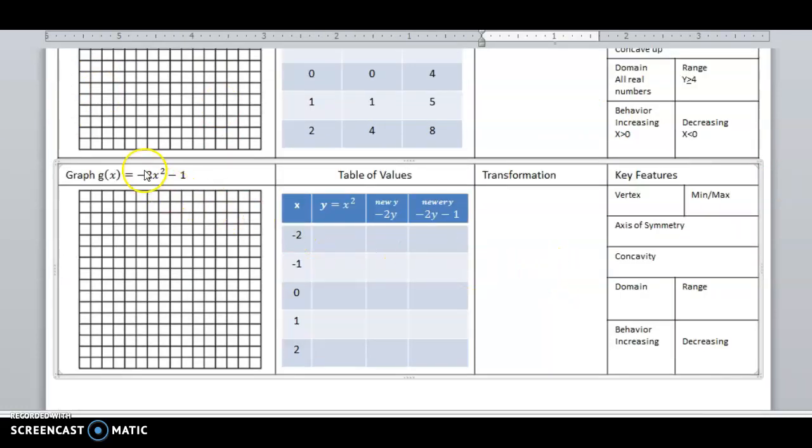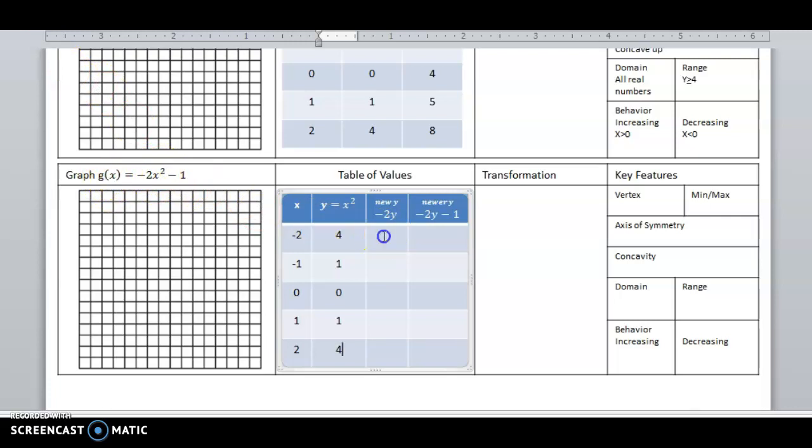In the next example, we're going to graph g of x is equal to negative 2x squared minus 1. Again, it helps if you write down your original table of values for the parent graph. So we said this was 4, 1, 0, 1, and then 4. Okay, so if we follow the order of operations, we multiply first before we subtract. So that means our original values, which were x squared, will now be multiplied by negative 2.